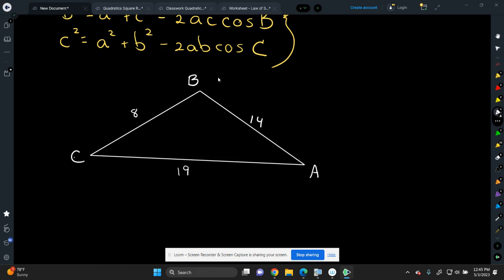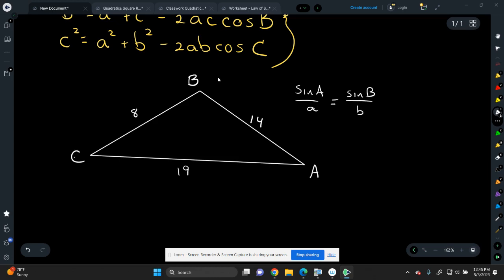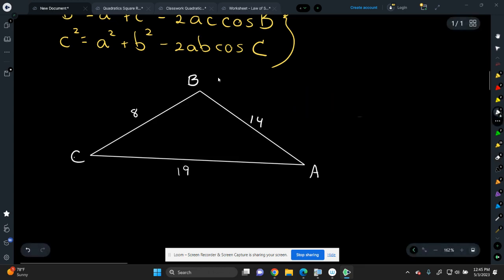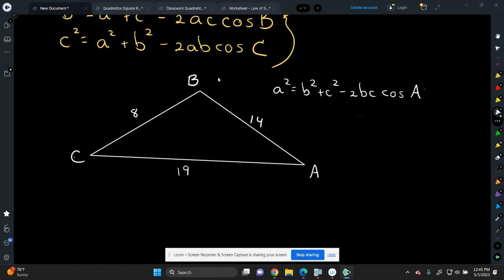Again, we can't use the law of sine because in order to use the law of sine, I need to have an angle, and I don't have any angles. So I cannot use the law of sine. I'm going to use the law of cosine. Let's work with A first. So we've got A squared equals B squared plus C squared minus 2BC times the cosine of A. I will not give you these formulas. You have to know these formulas.